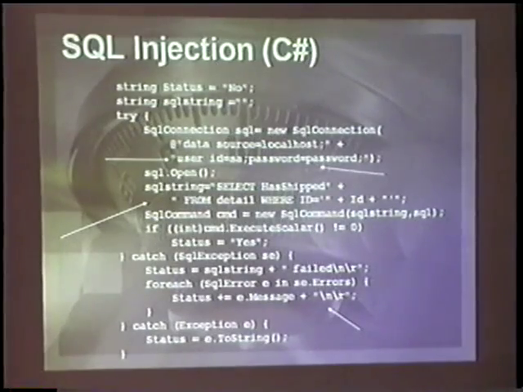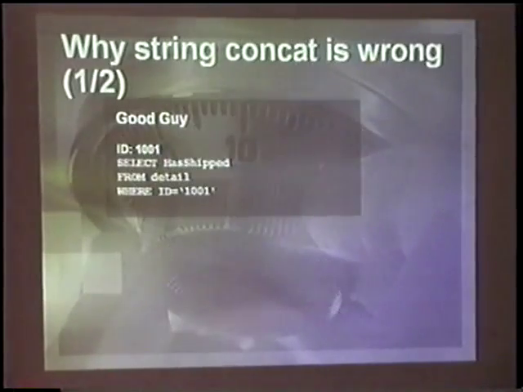There's actually a fifth bug in here: if an exception is raised after the connection is opened, the connection is not closed back to SQL Server. Eventually it's closed, but if I could do 1,000 of these, I may have 1,000 zombie connections back to SQL Server. The fix is to have a finally clause which always closes the connection on success or on failure. So why is string concatenation wrong? I assume you kind of know this stuff, but I'll go through it real quick. You've got a shipping ID, a good guy types in 1001, and it builds up a SQL statement: select has shipped from detail where ID equals 1001.